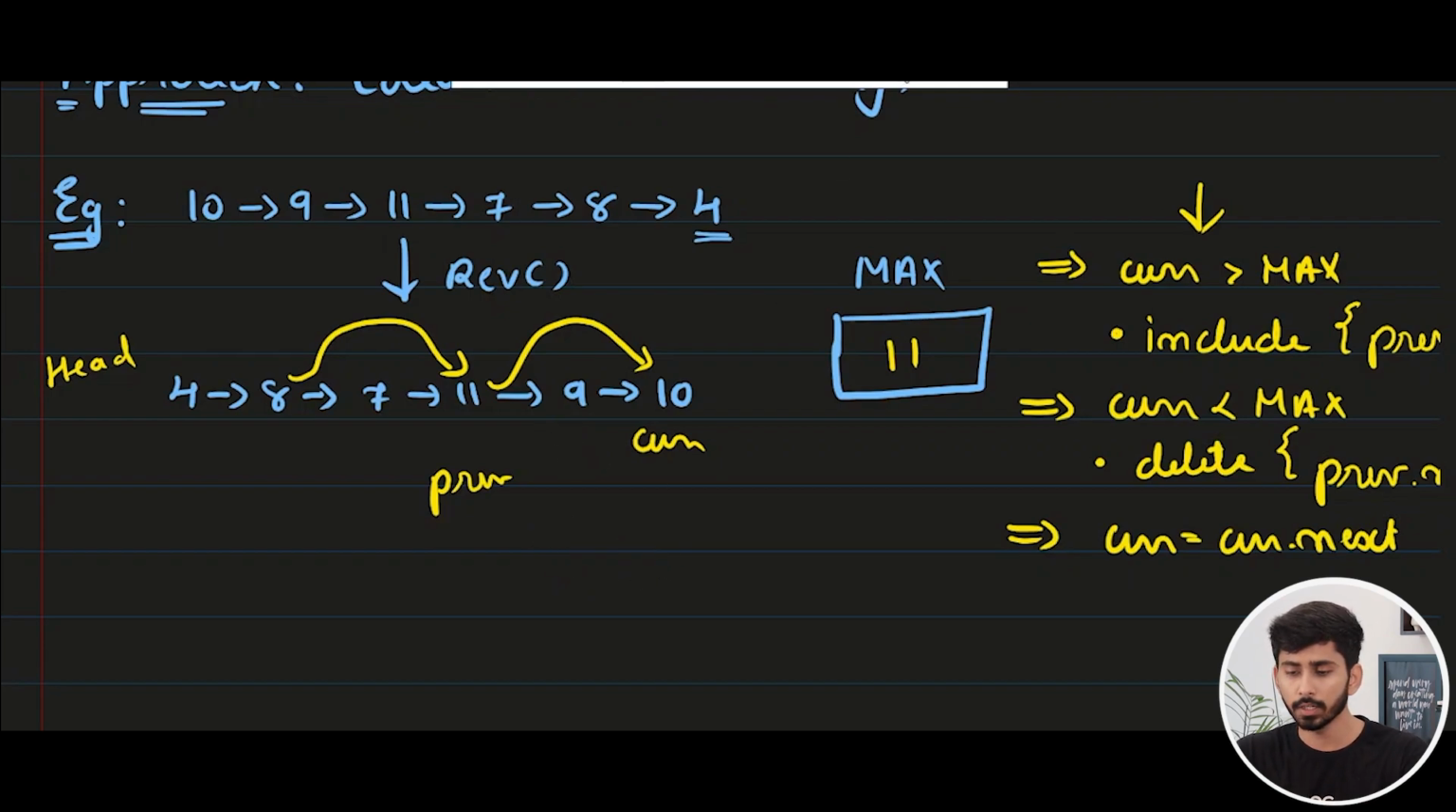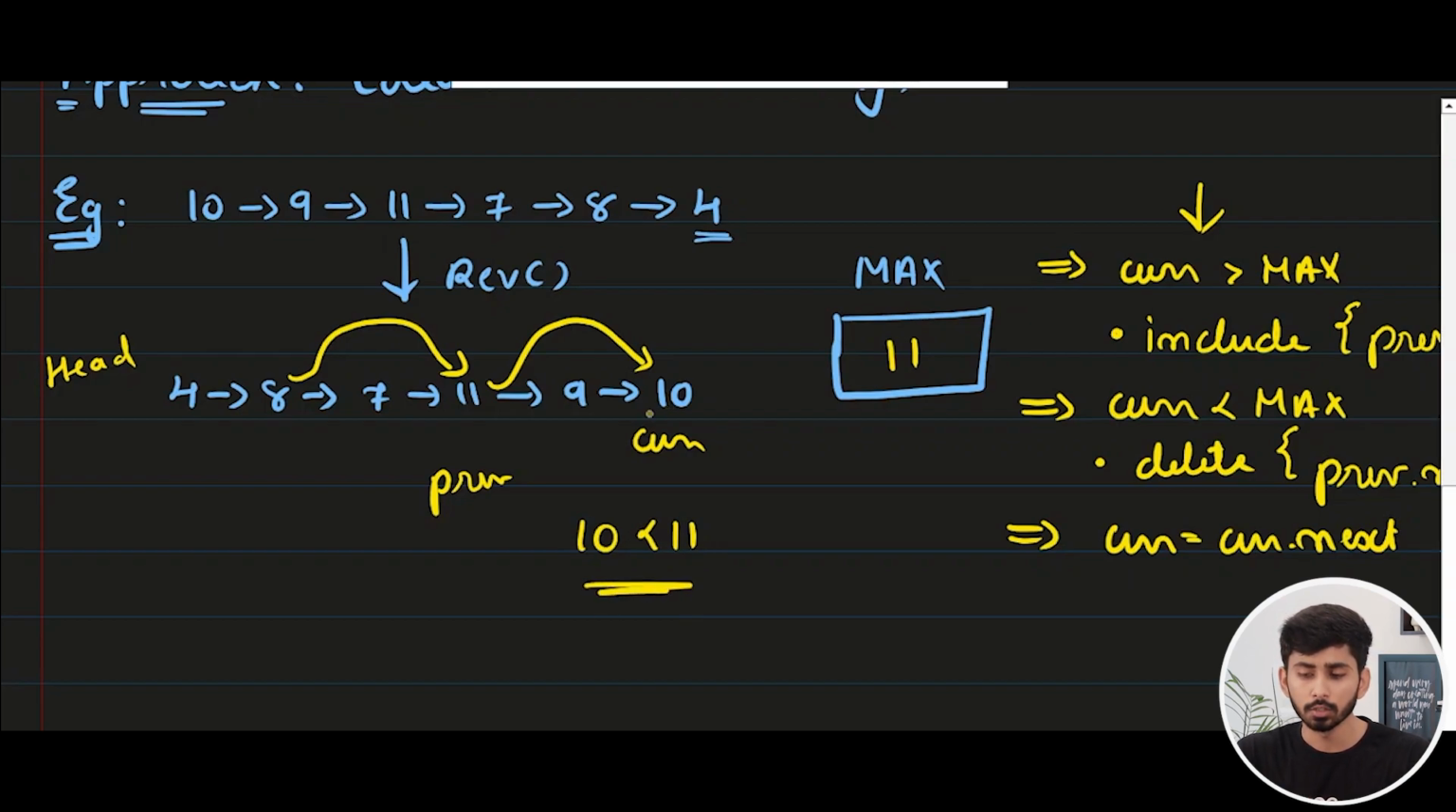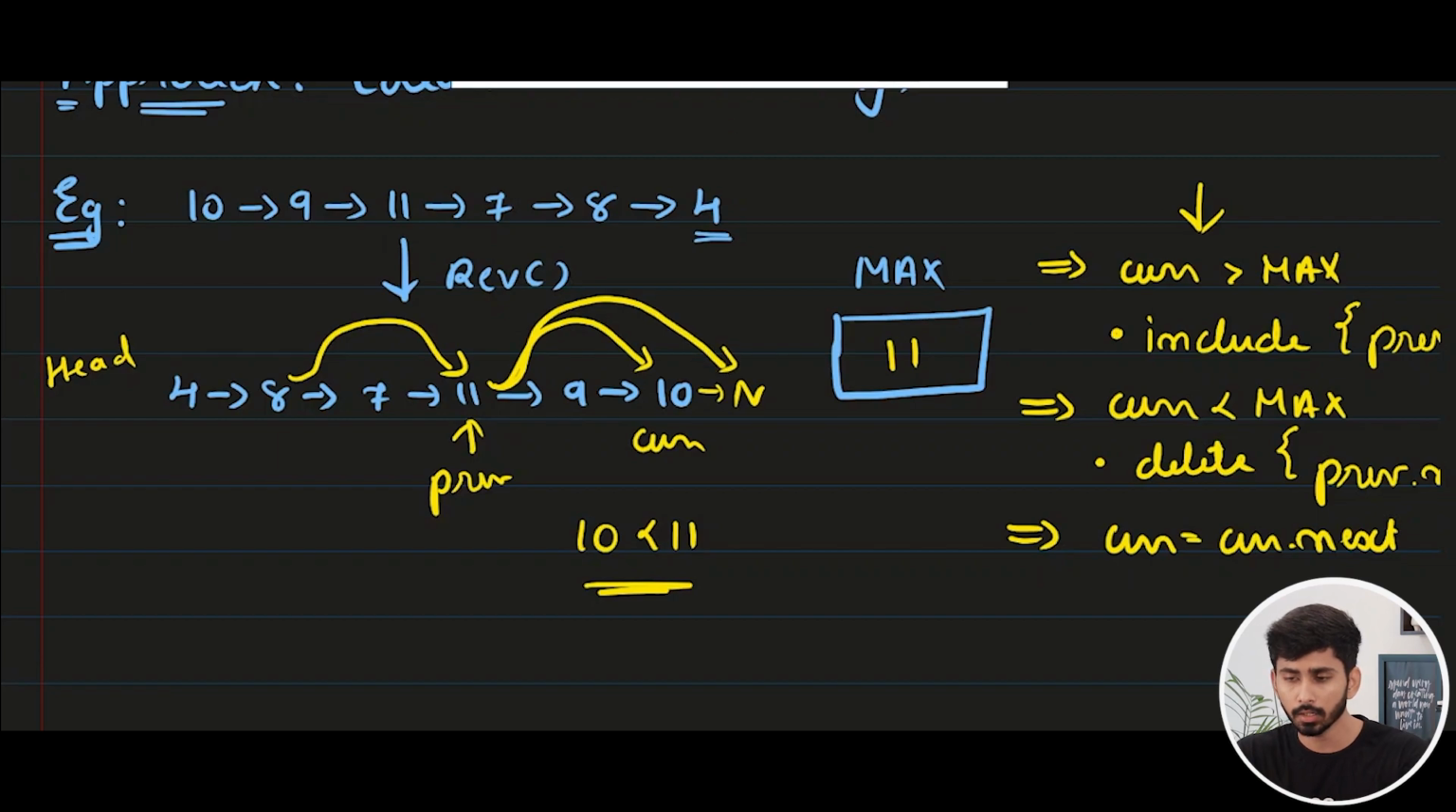Now moving on forward, I can see current is 10. Let's check what the situation is over here. 10 is lesser than 11. So that means I need to delete the current node. Again you will be making the previous.next. Currently your previous is pointing to 11. So previous.next will be pointing to the null node because the next of 10 is null, right? So now your previous.next will be pointing to current.next, that is the null node. So 10 will be logically deleted.